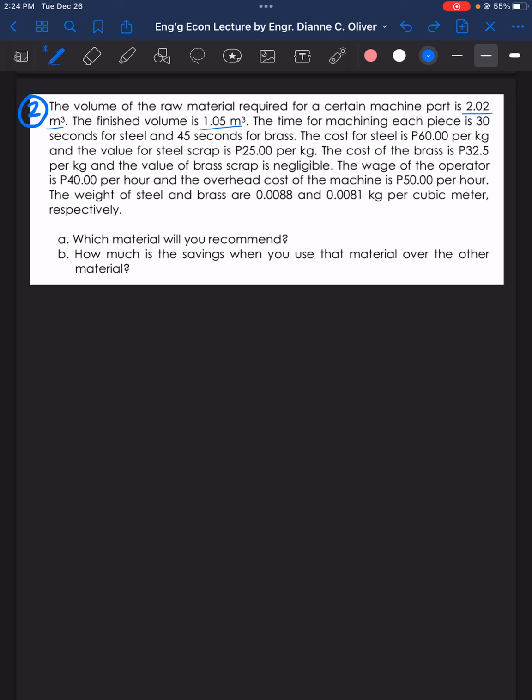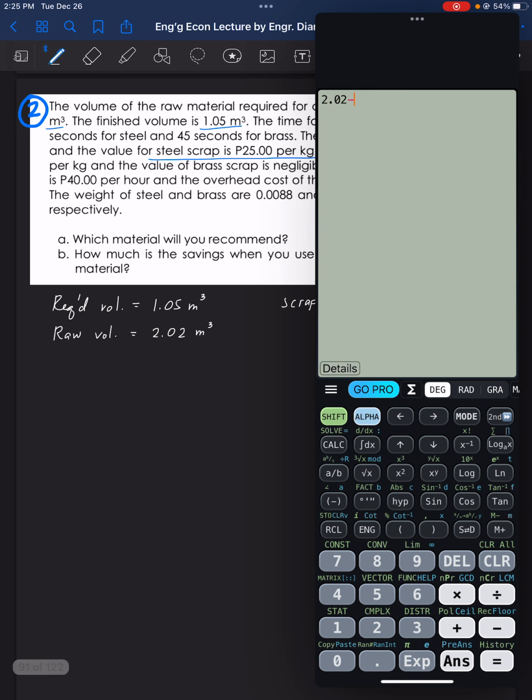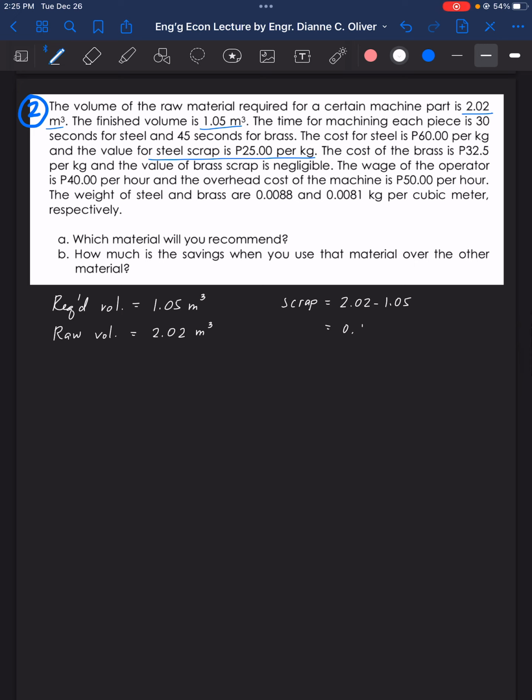So the required volume is 1.05 cubic meter. The raw volume is 2.02 cubic meter, and that means the scrap here is, because there is a price for the steel scrap, we have here 25 pesos per kilogram. So for the scrap, that is equal to 2.02 minus 1.05, which is 0.97 cubic meter.